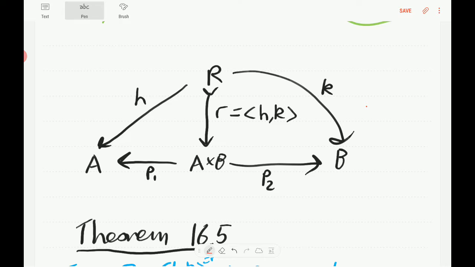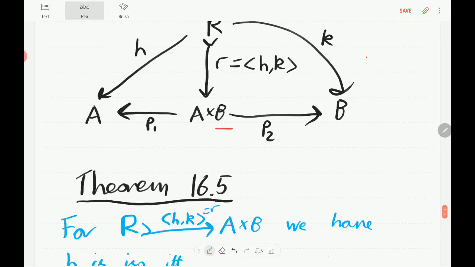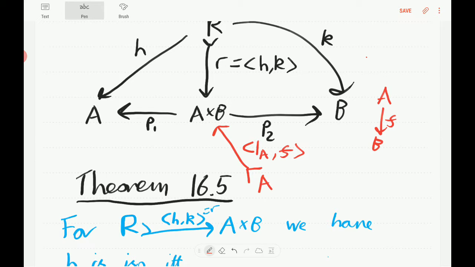If you remember, there is this idea of what we might call the graph. So let's suppose we have an arrow f from A to B. Well, then the graph of f is this arrow, which we could write as identity A, comma f. So we can think of it as an arrow from A to A times B.